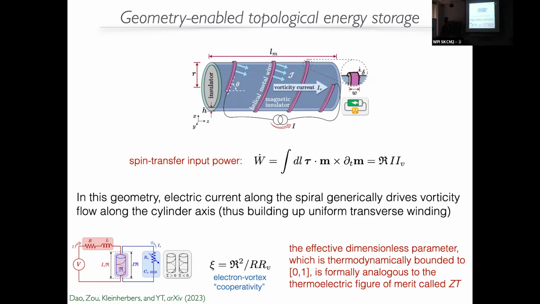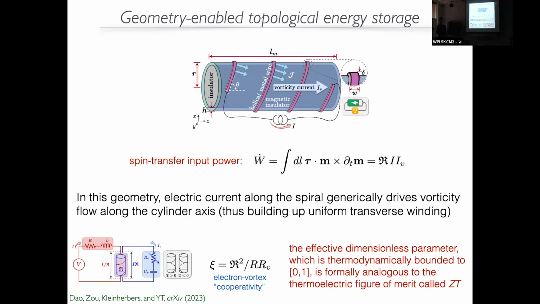Let me calculate the input power, mediated by spin transfer torque, that transfers energy from the electrical system to the magnetic system. That input power is proportional to the torque times the angular velocity, integrated over the length of this wire. Just like the work associated with linear motion is given by the force times the velocity, the work associated with angular motion is torque times angular velocity, and it works in the same fashion both in real space and in the order parameter spin space.